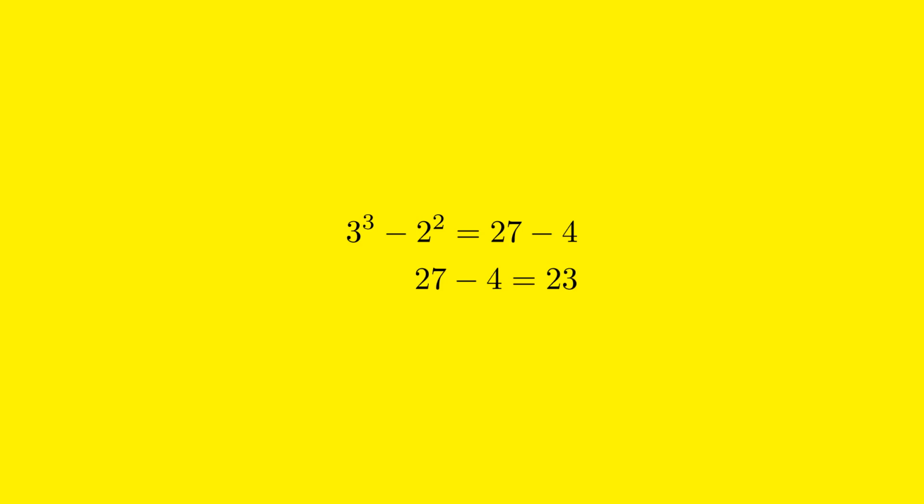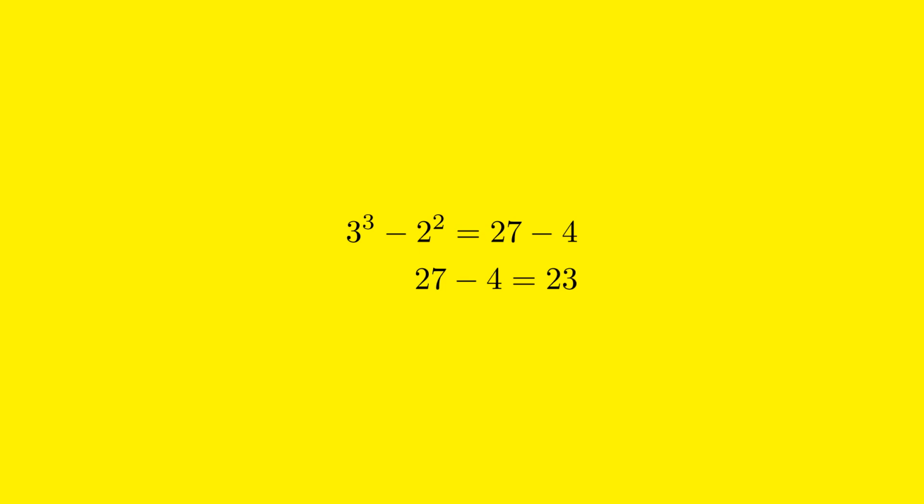To perform the subtraction, we simply take the number 27 and subtract the number 4 from it. This means we need to determine how many numbers are left when we take 4 away from 27. To do this, we start at 27 and count backward by 4. 27 minus 1 is 26, minus 2 is 25, minus 3 is 24, and minus 4 is 23. So 27 minus 4 equals 23.